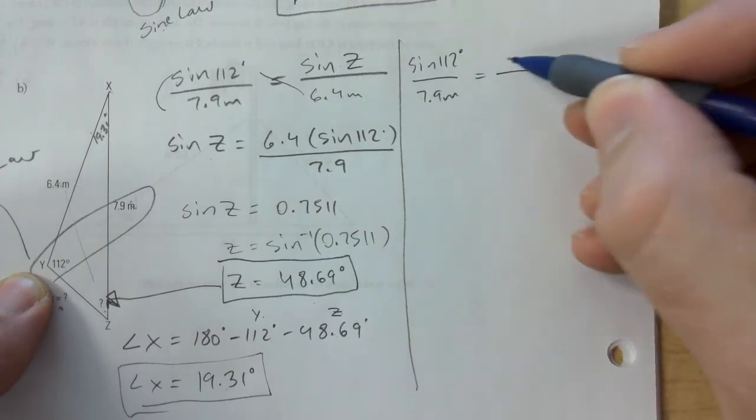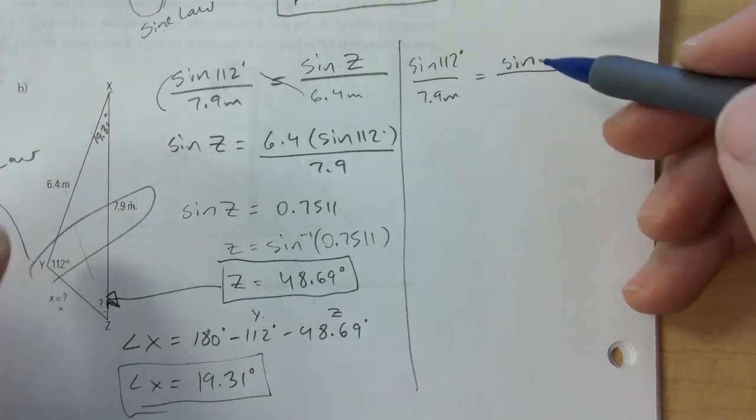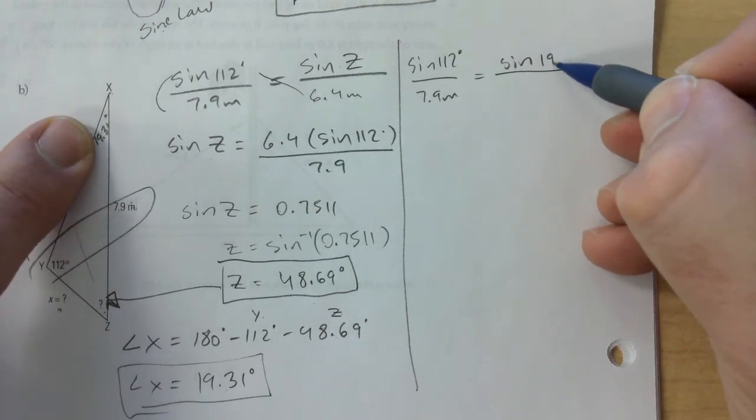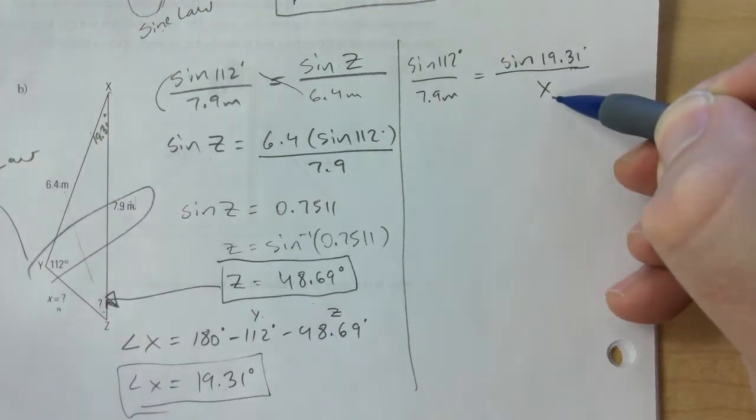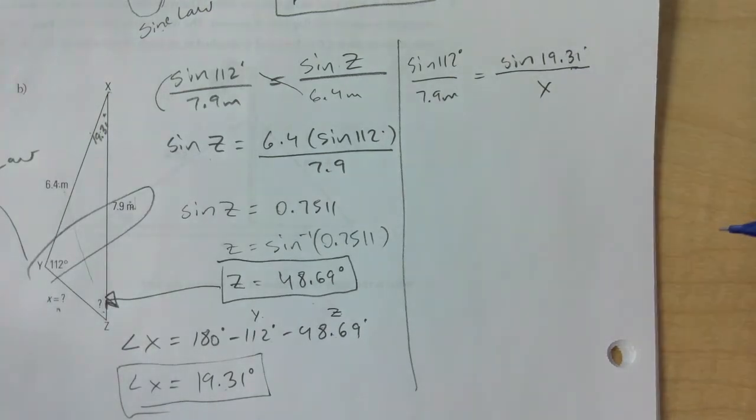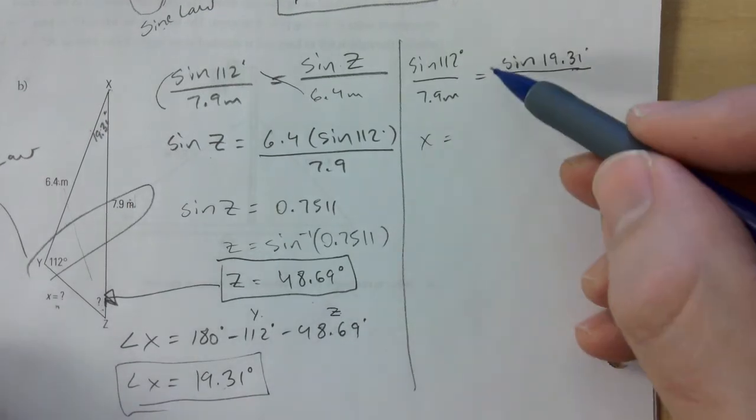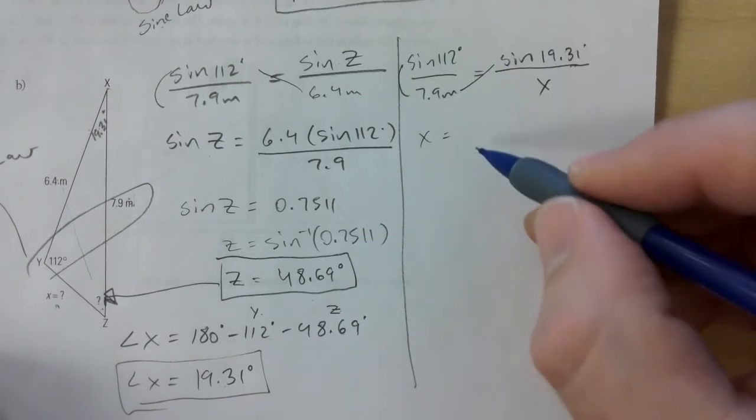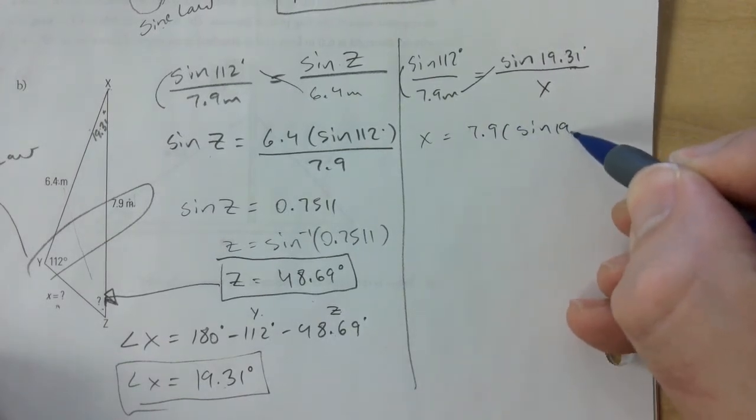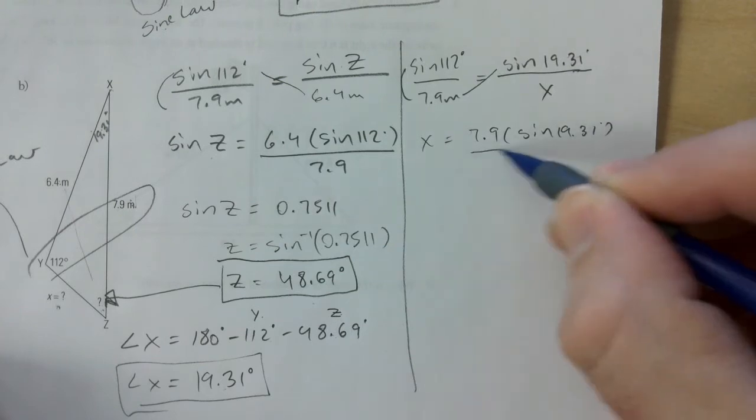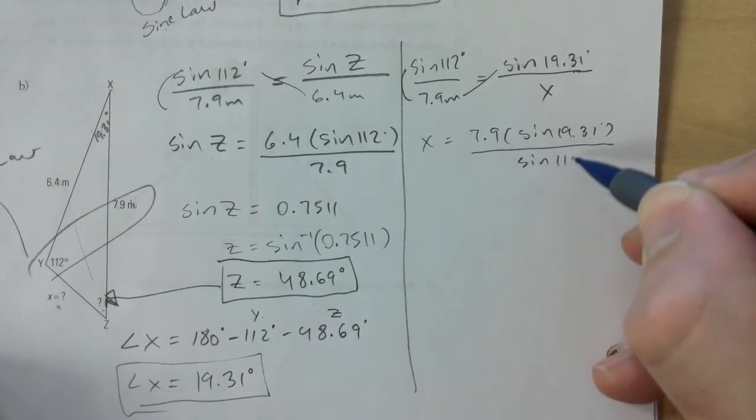But now on the other side, I'm going to go sine of that angle up there. And that's going to be able to solve for side X. Okay? So X is going to be, you're going to multiply this way, divide up, right? So 7.9 times sine of 19.31 divided by sine of 112.